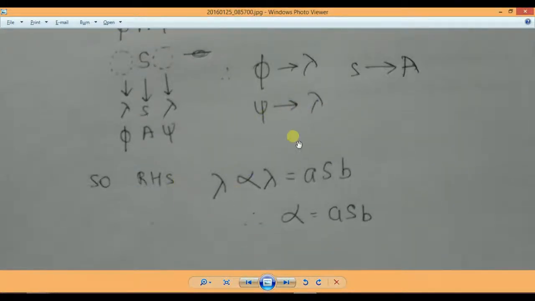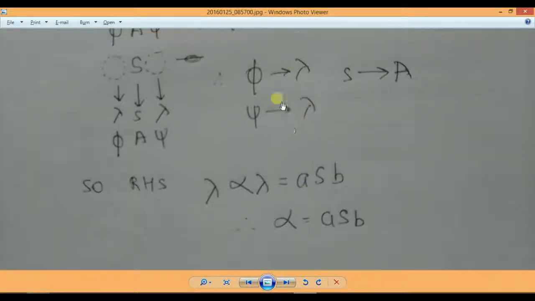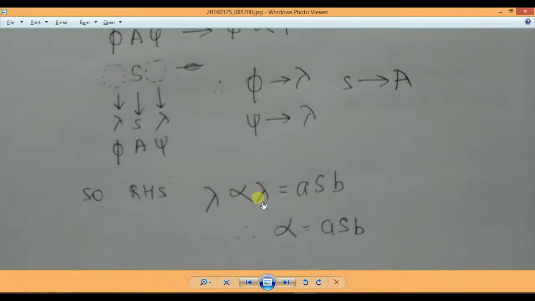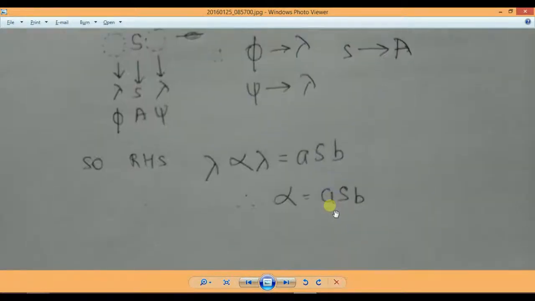Okay, and so on the right hand side, the general equation is phi alpha psi. So phi alpha psi is a is b. Now we know that psi and phi are both lambda, so lambda alpha lambda equal to a is b. Lambda is nothing, so nothing in the middle, whatever it is, it will be alpha, so alpha is a is b. So this is done.